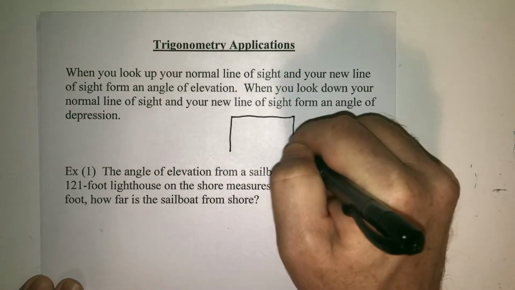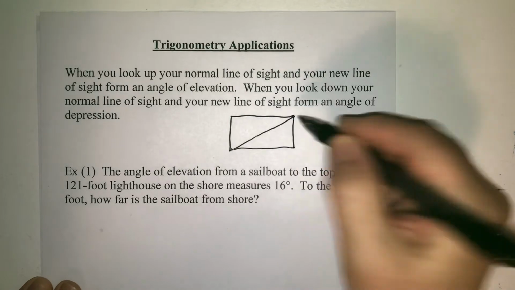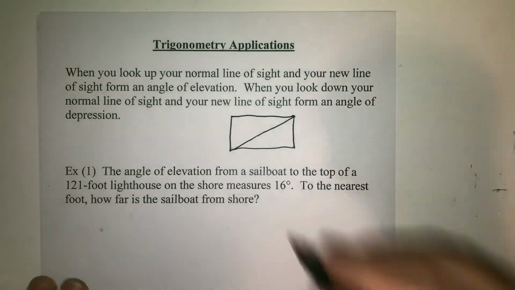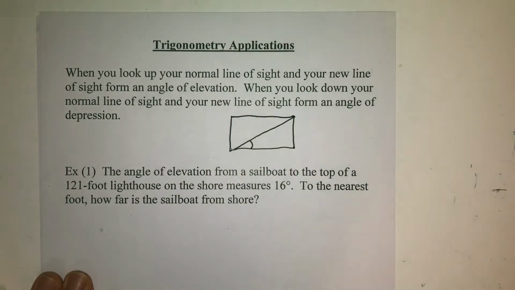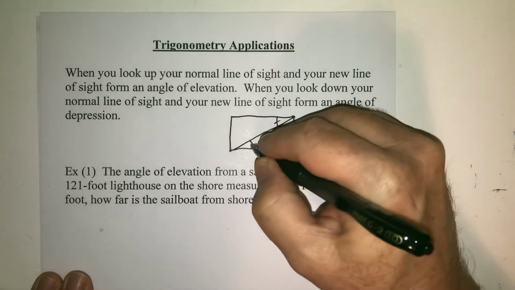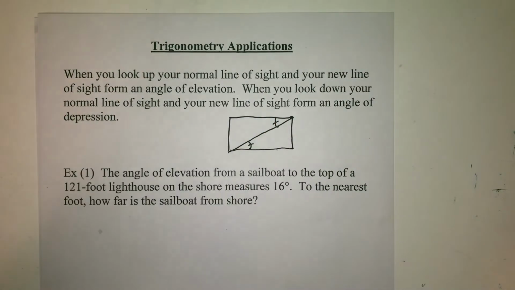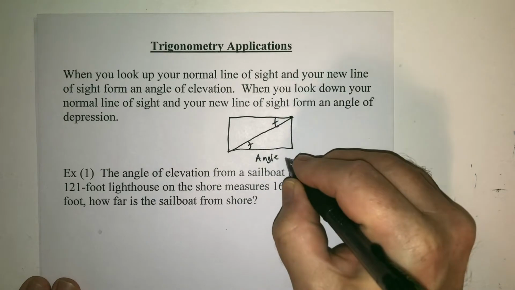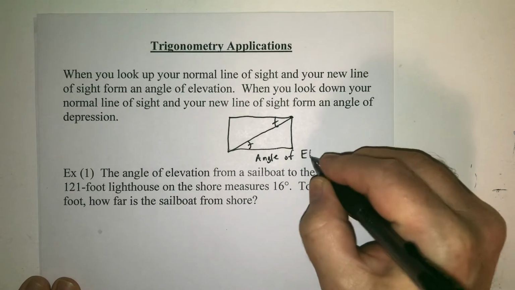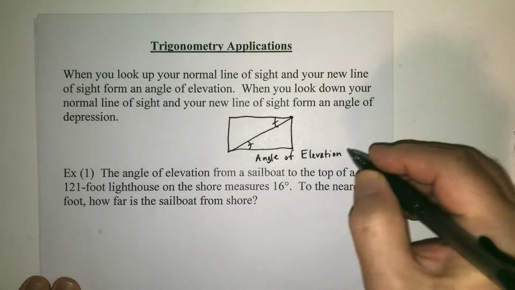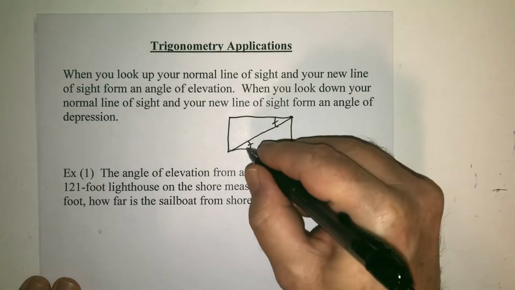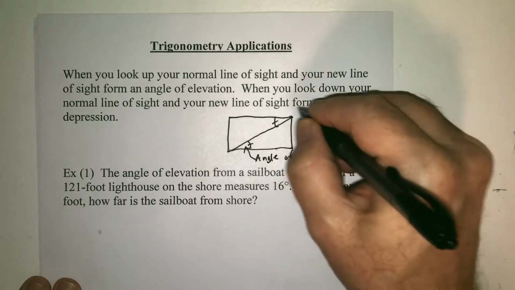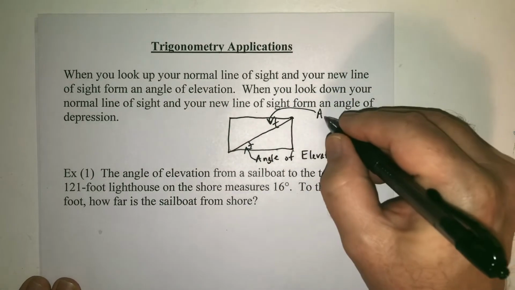what I'm going to do, and then put in one of its diagonals, because if you do, you have an angle of elevation down here at the bottom, and you have a congruent angle of depression up here at the top, where the diagonal ends. So down here is the angle of elevation. And up here, that's this angle right here. And this angle right here is the angle of depression.